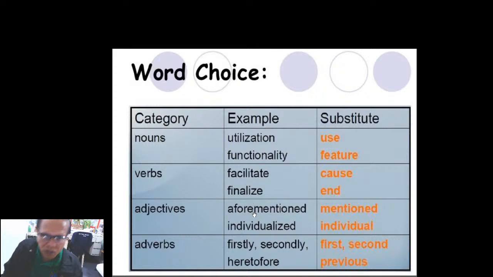"Aforementioned." Pwede mong sabihin "mention" na lang. Diba? "Individualize." "Individual" na lang daw. Okay. "Firstly, secondly." So "first," "second" na lang daw. Hindi na "firstly," hindi na "secondly." "Heretofore." Oh, pwede nang "previous" na lang daw. Pero okay pa rin itong nasa gitnang column, ha? Pwede pa rin, in my own opinion. Diba?